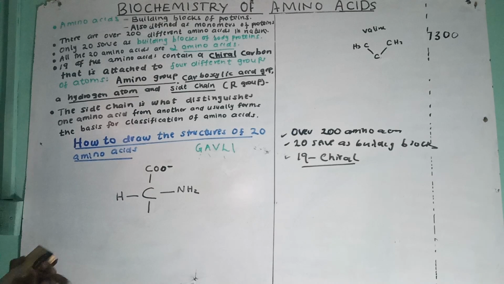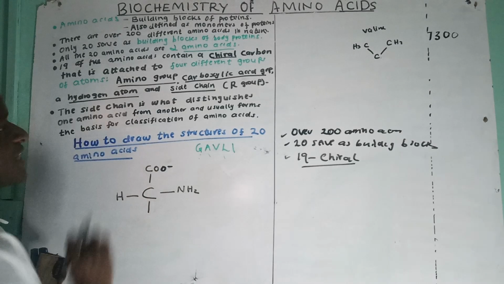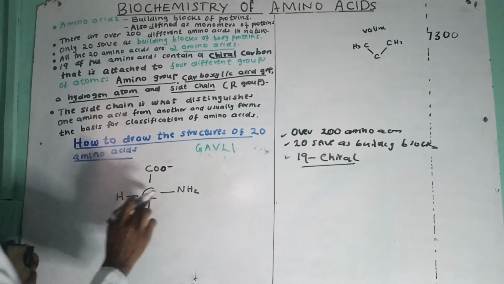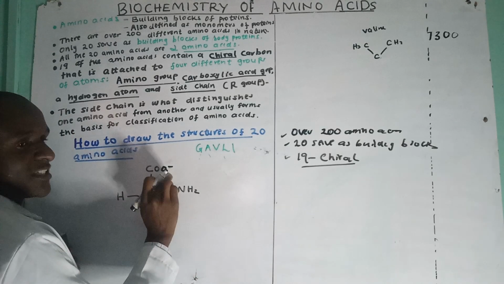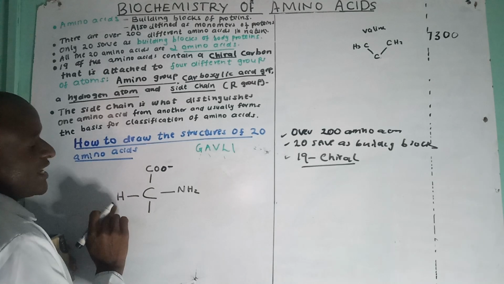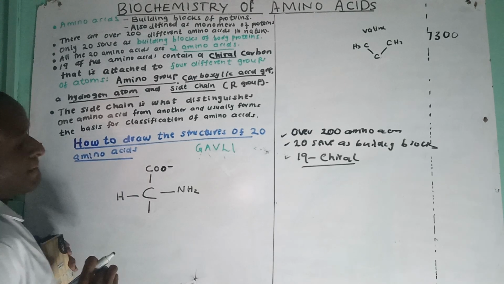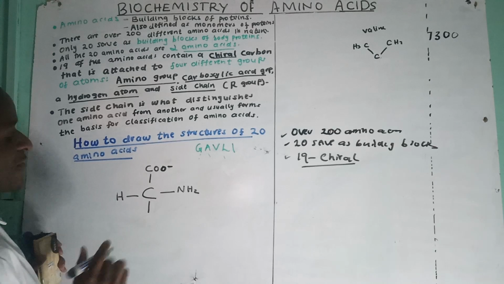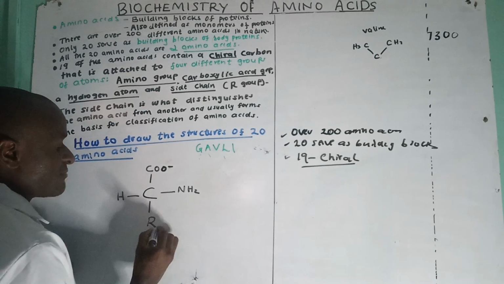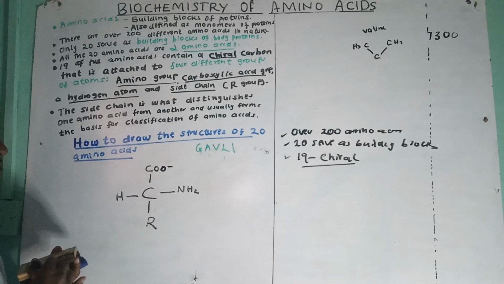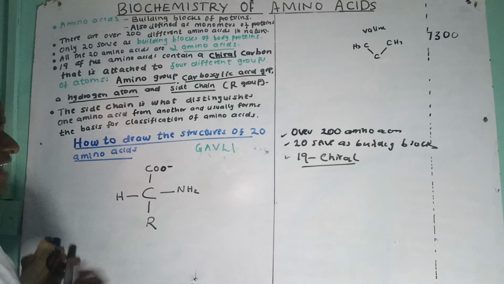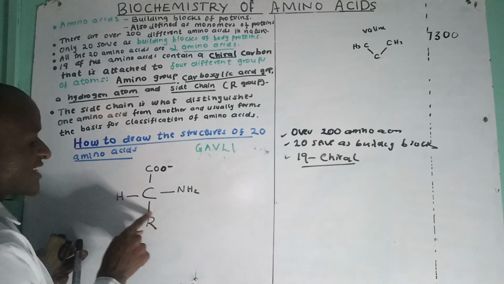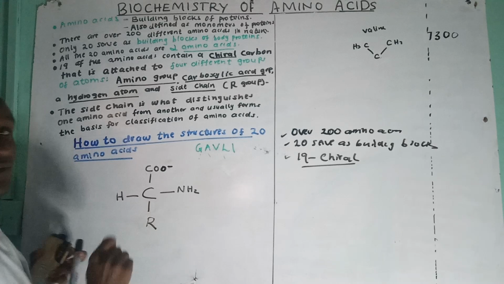So amino acids have a carboxylic acid group, a hydrogen atom, and a side chain. So we have a central carbon, amino group, carboxylic acid group, and a hydrogen atom. And another part that is normally found on an amino acid is the side chain, which is normally denoted by letter R. So it is this side chain that differs from one amino acid and the other. And this side chain is the one that is used to classify amino acids because they differ from it.